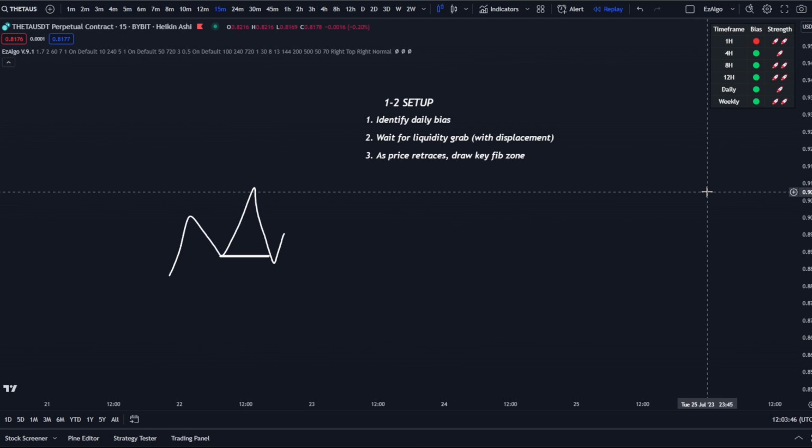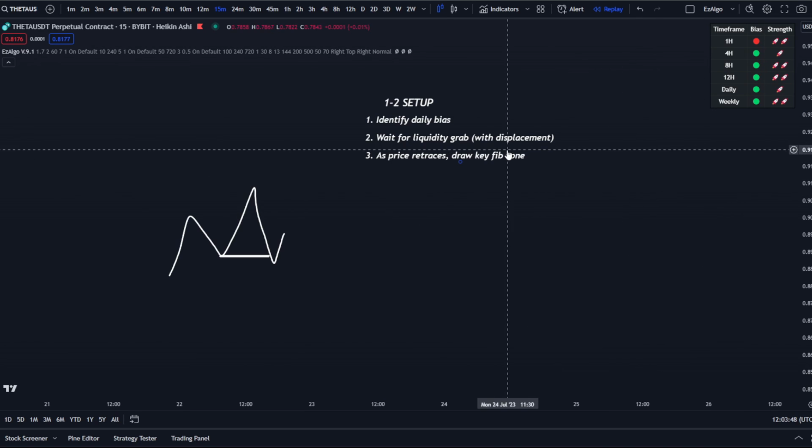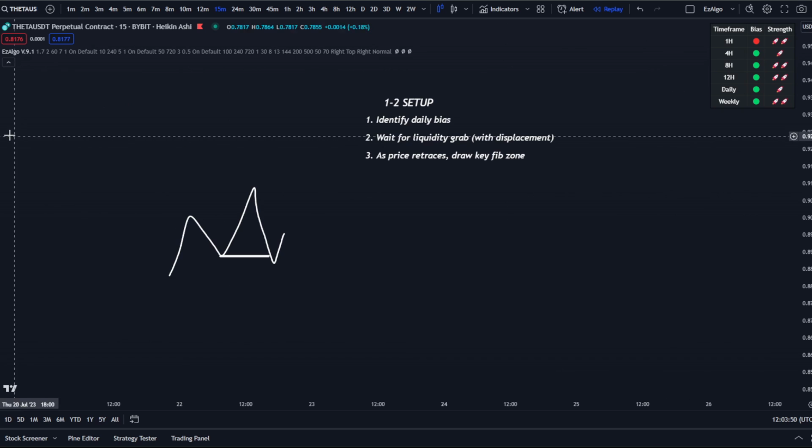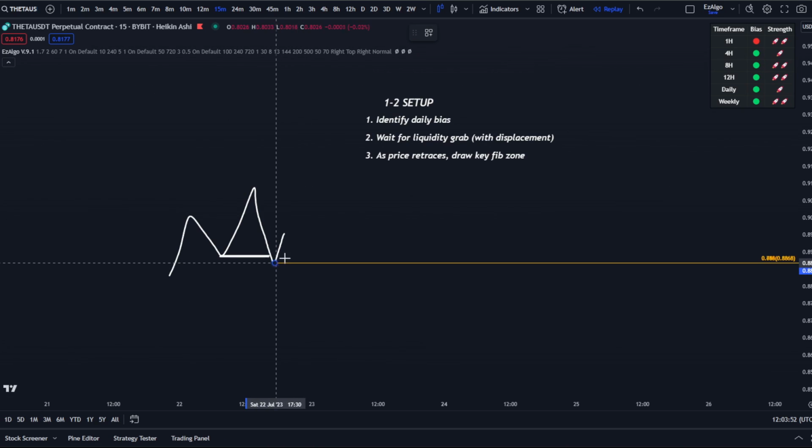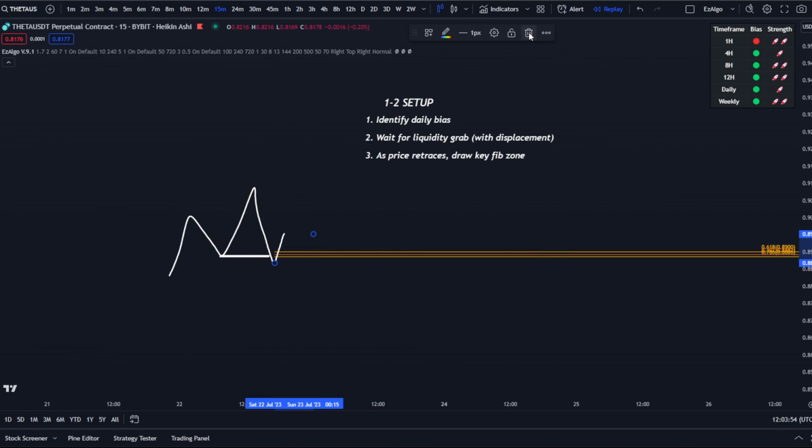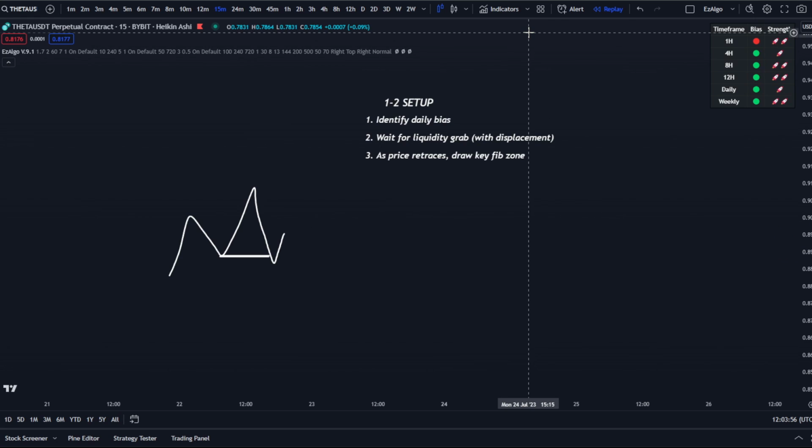All right, rule number 3, as price retraces, you want to draw your key fib zone. If that's a long position, it's going to be from the swing low to the swing high. Now, what fibs am I using, right? I'm using the golden pocket, so the 0.618 and the 0.65.